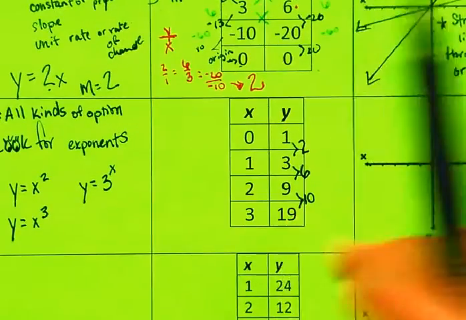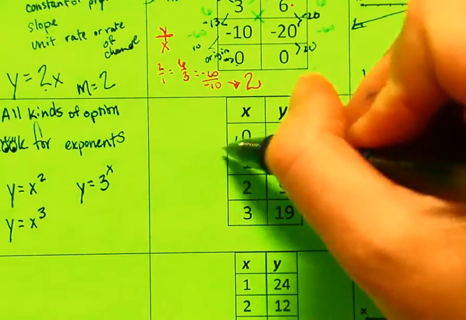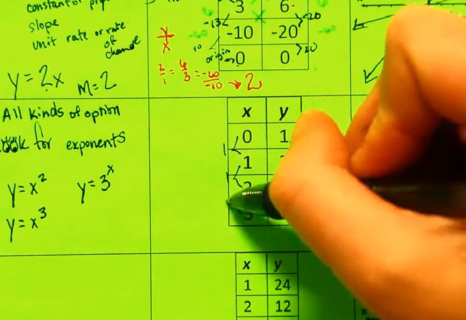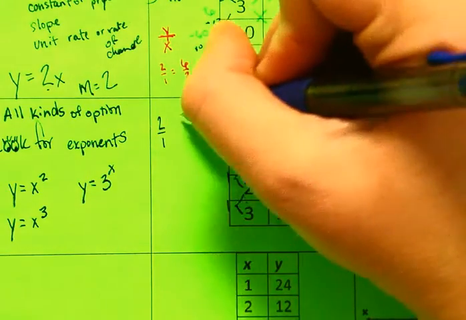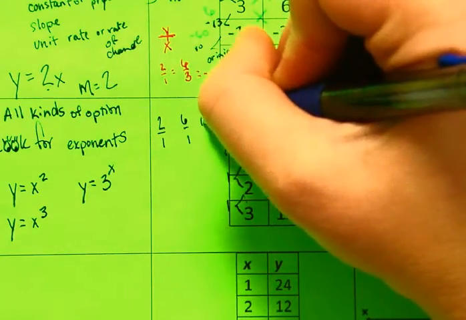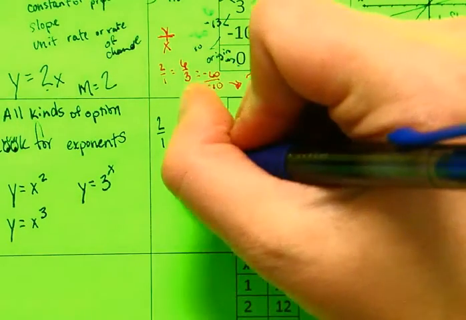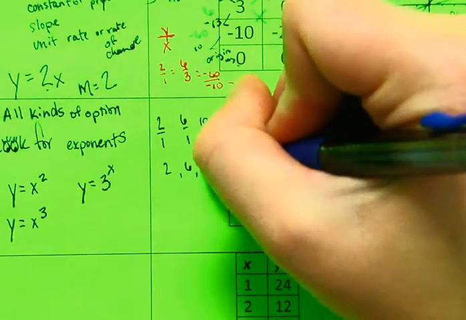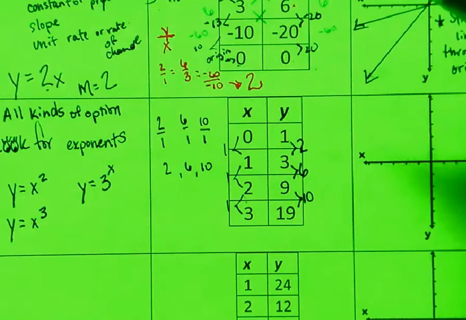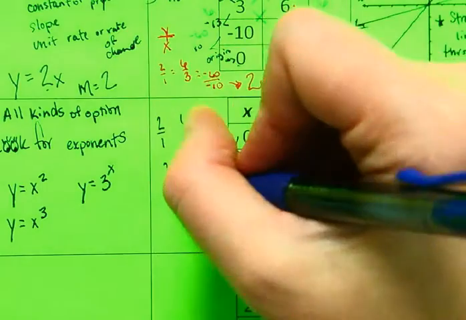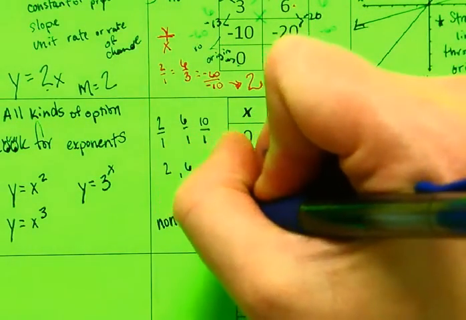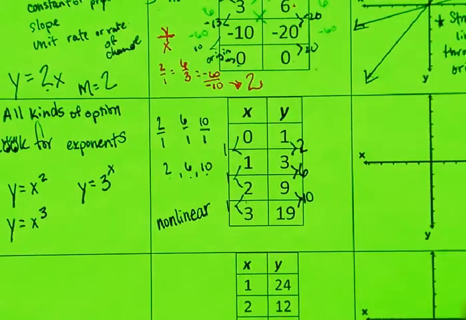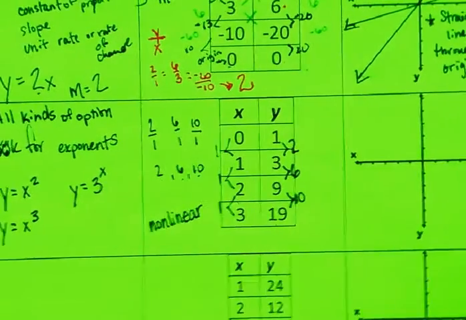Down here, I found my y changes. Now my x change is 1, 1, and 1. So when I write my ratios, 2 over 1, 6 over 1, and 10 over 1, those don't simplify to the same thing. I've got 2, 6, and 10 as my rates of change, and that's not going to work. Because I have different things, this is a nonlinear relationship. So that's what it's going to look like on a table.